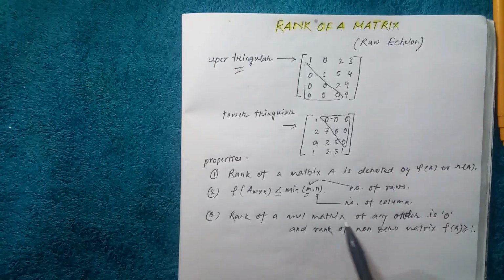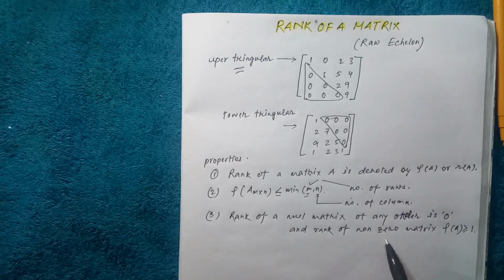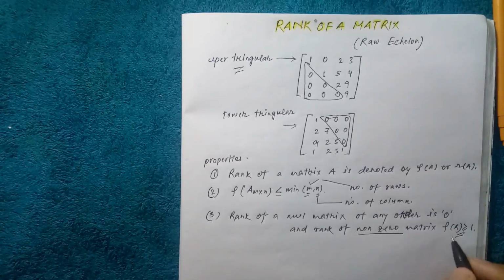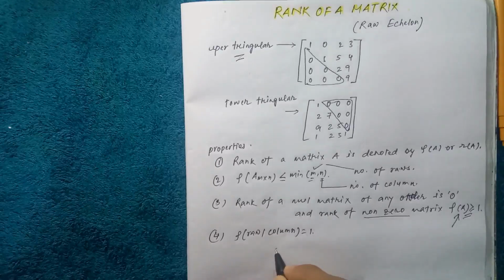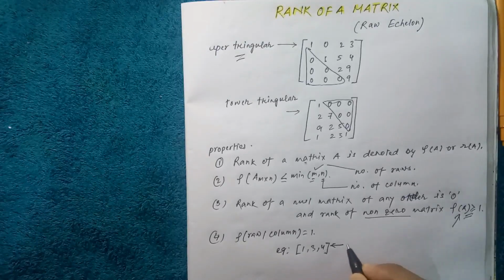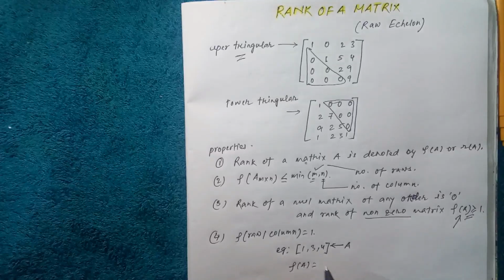The rank of a null matrix of any order is 0, and the rank of a non-zero matrix is always greater than 0. Here A is the non-zero matrix. The rank of any row or column matrix is always 1. As for example, the rank of this matrix is 1. If we denote this matrix as A, then the rank of the A matrix is 1.